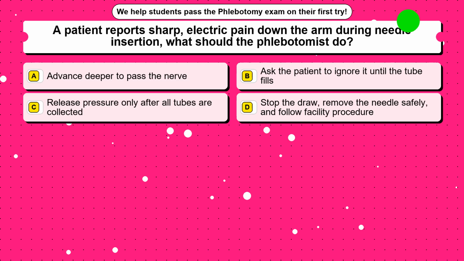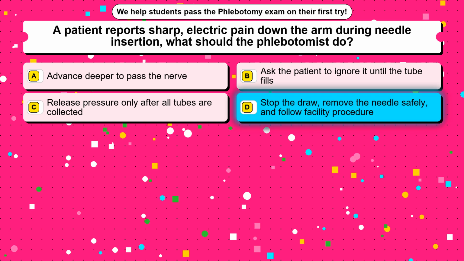Question 36. A patient reports sharp, electric pain down the arm during needle insertion. What should the phlebotomist do? Option A. Advance deeper to pass the nerve. Option B. Ask the patient to ignore it until the tube fills. Option C. Release pressure only after all tubes are collected. Option D. Stop the draw, remove the needle safely, and follow facility procedure.